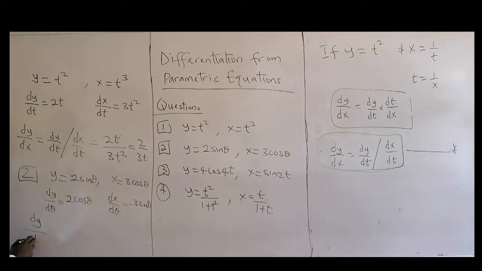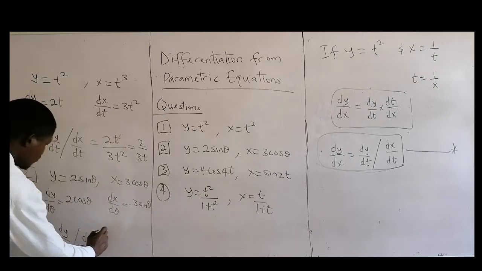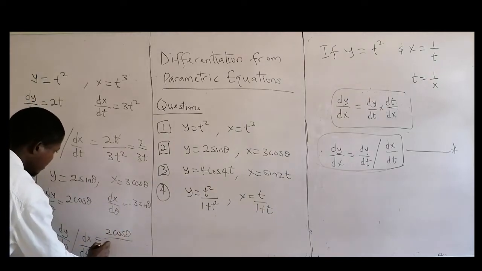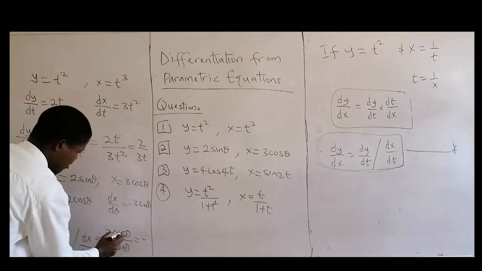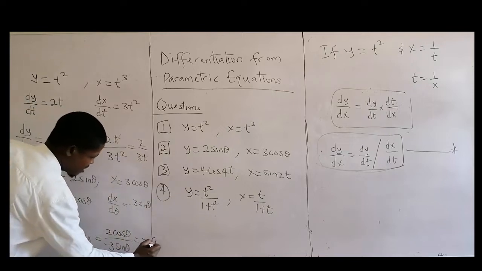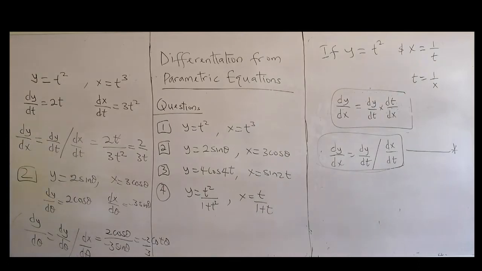Okay, so dy/dx will be equal to dy/d theta over dx/d theta. And if you work on it, it gives you back your dy/dx. So that's just that. That will be equal to 2 cos theta over minus 3 sin theta. That's equal to minus, that's cos over sine, that's cot. That's minus 2 over 3 cot theta. Okay.